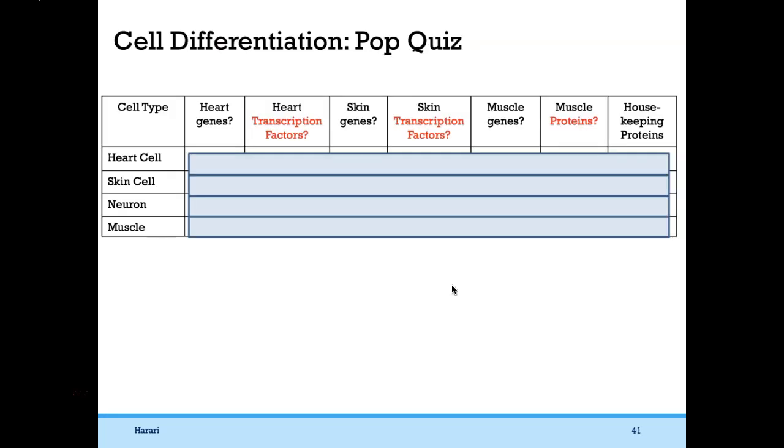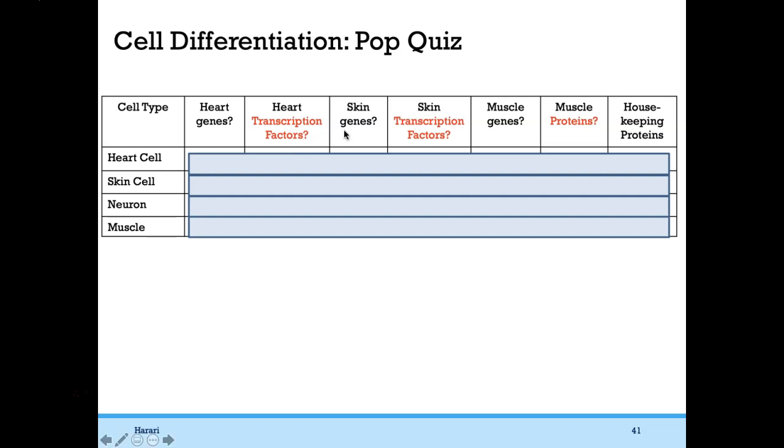So take a second to do the pop quiz here. You can pause. Does a heart cell have heart genes? Yes. Does it have heart transcription factors? Yes. So a heart cell will have specific transcription factors that will tell RNA polymerase to go to only the heart genes in the genome and turn them on, so we can make lots of heart proteins.